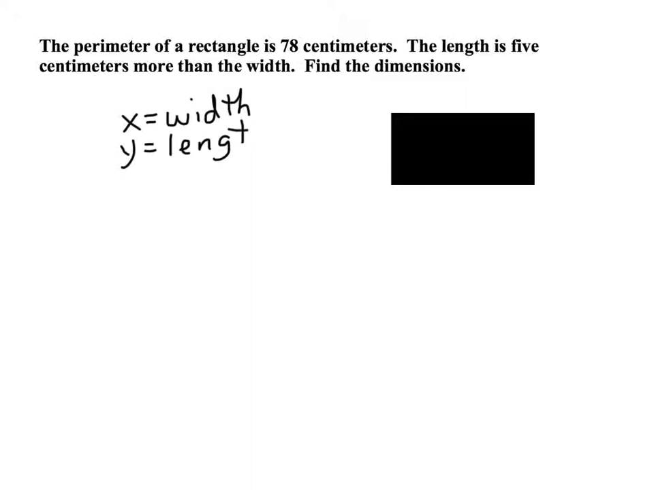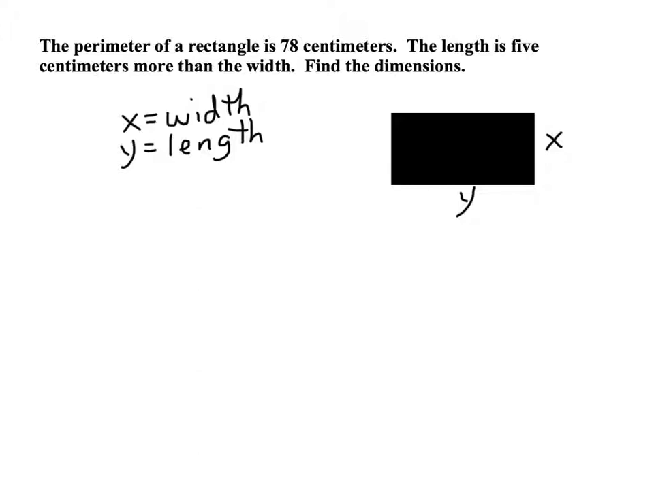And as I do all these problems, I always want to start off by identifying what x is equal to and what y is equal to. After that, I need to determine my two different equations based on the information in the problem. It does say that the perimeter of the rectangle is 78 centimeters.